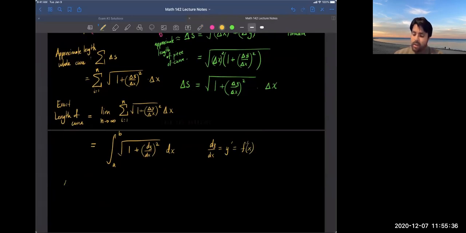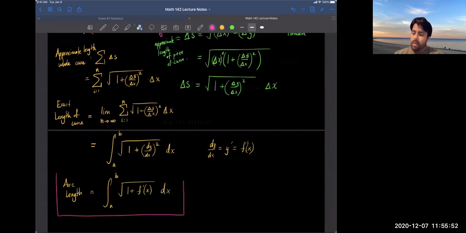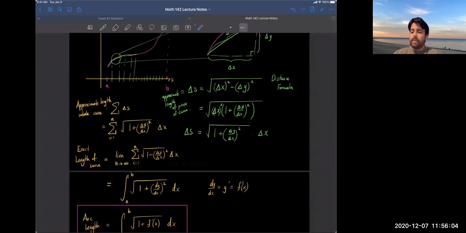So guys, this is the arc length formula. The arc length of a function is given by the integral from a to b of the square root of 1 plus the derivative of f squared, dx. And this is it. That is your formula. And the reason for this formula was just outlined here.